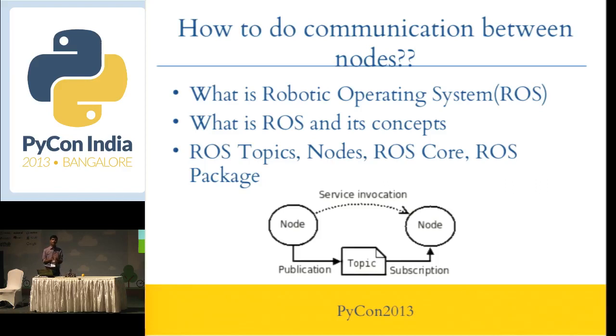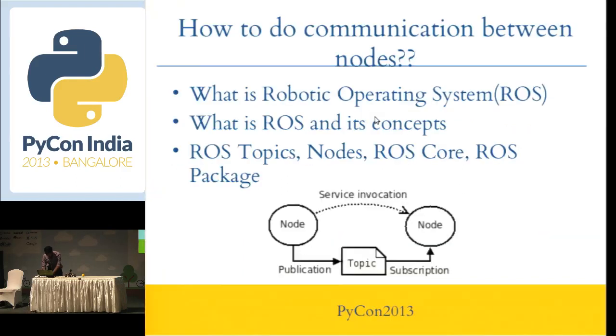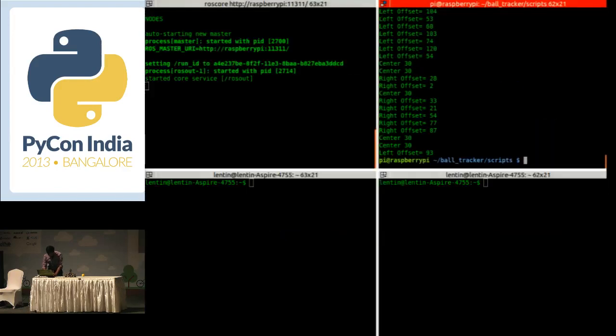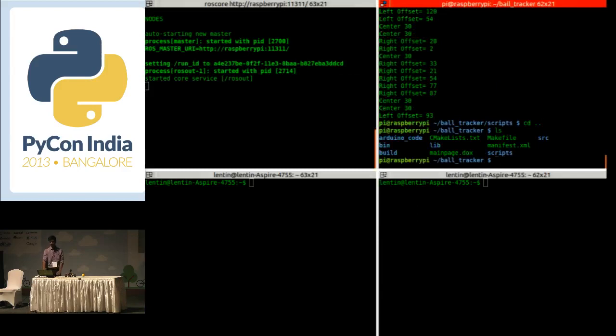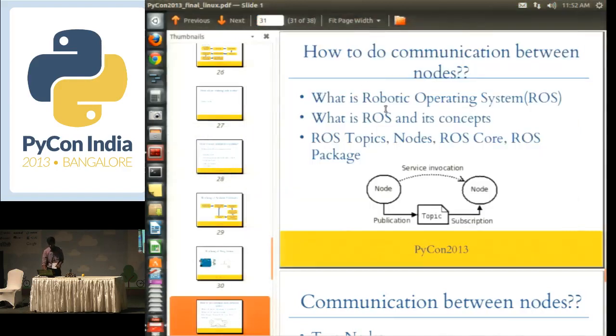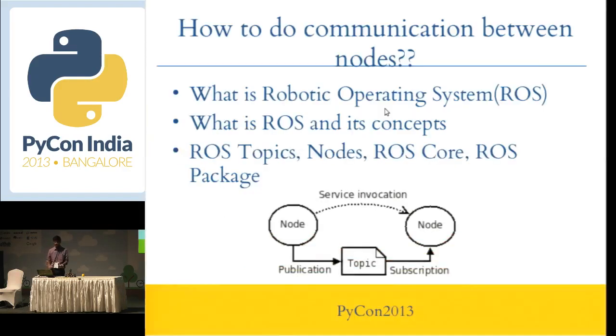A ROS package is a package for a robot. I will show it to you. I designed a ROS package for this ball tracking robot. See, this is a package, ball tracker, and it contains some codes for that robot. So a ROS package simply means a package for a robot, or not only for a robot, but for a sensor or any other hardware.